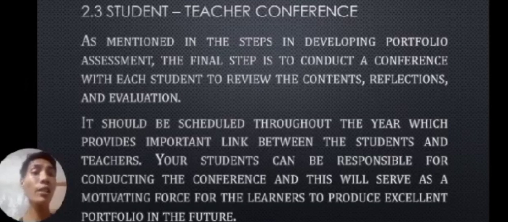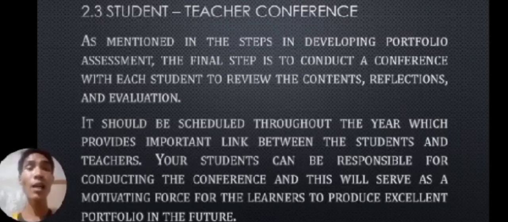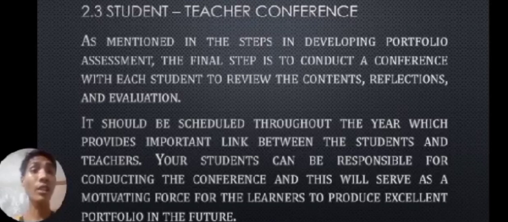So meaning, throughout the year, mag-conduct yun na isa ka student and teacher conference para makabalong mga students kung unsa ilahang mga kinahanglan ni improve or kinahanglan pa nilang ma-achieve. Ang student yun makabalo kung sila responsible sa pagkandak ng conference. Kanisan nga conference is mag-serve as motivation sa ilaha para makuha nila nga kani na-achieve na nako ni, kani is nakuha na nako ni. And effective learners sila para makabuhat sila nindot nga portfolio nga ilang mabutang in the future.